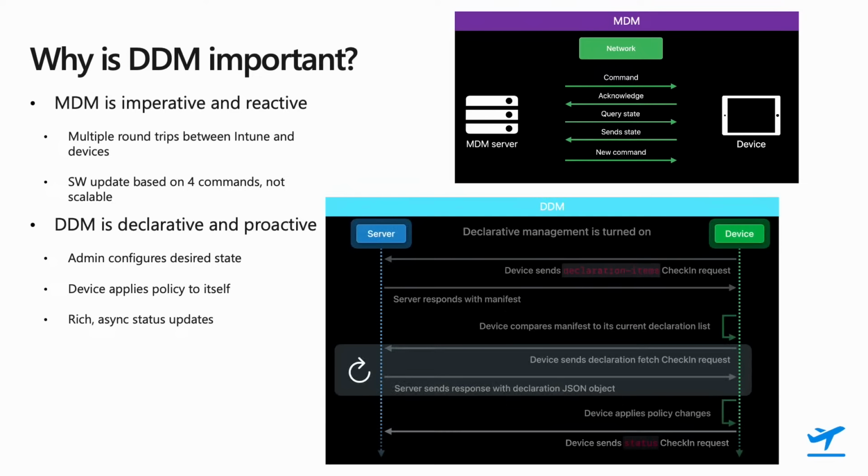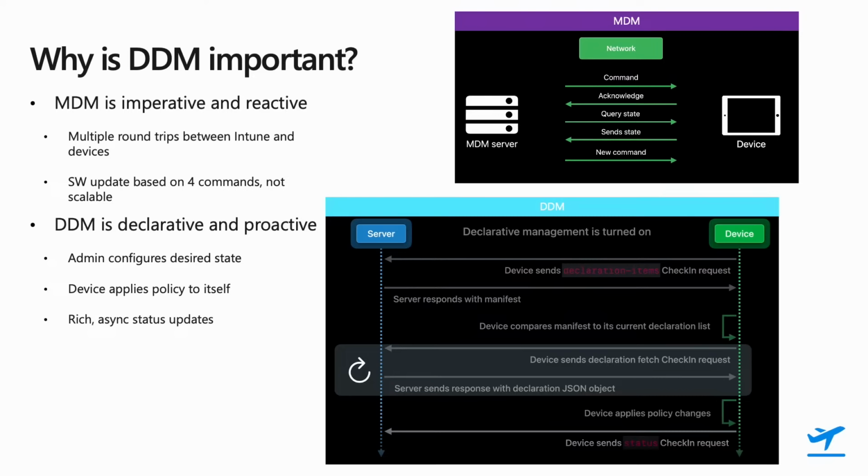DDM is declarative and proactive. It is declaration-based. The admin just expresses a desired state. The device then maintains said state independently and proactively, in addition to providing rich status updates to the service as things change within the device itself. Interactions are initiated by the device, so the device is ready to execute. Declarations can be pre-computed at the moment of assignment. This results in vast improvements to our scaling ability.